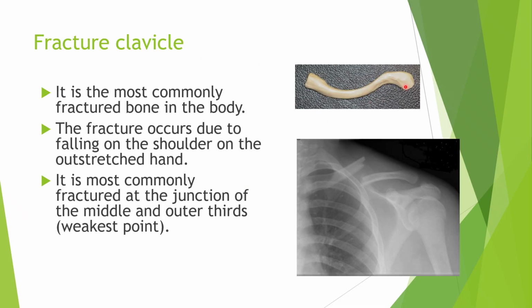Fracture clavicle. This is the most commonly fractured bone in the body. The fracture usually occurs at the junction of the middle and the outer thirds because this is the weakest point. This fracture occurs due to a fall on the shoulder or on the outstretched hand.